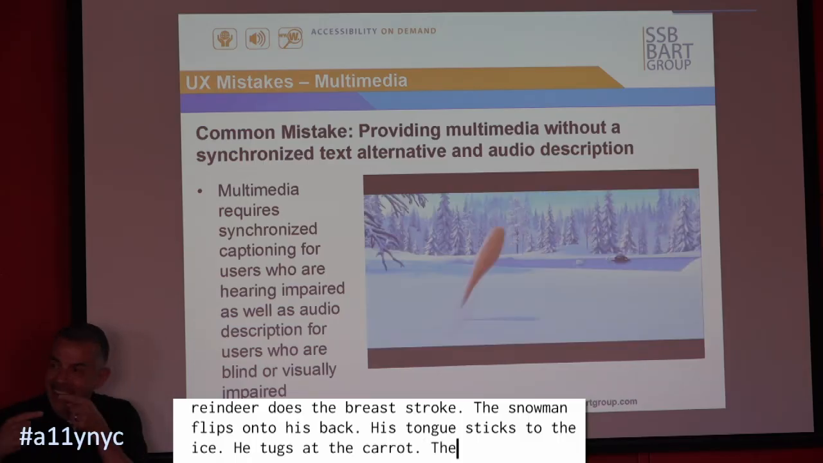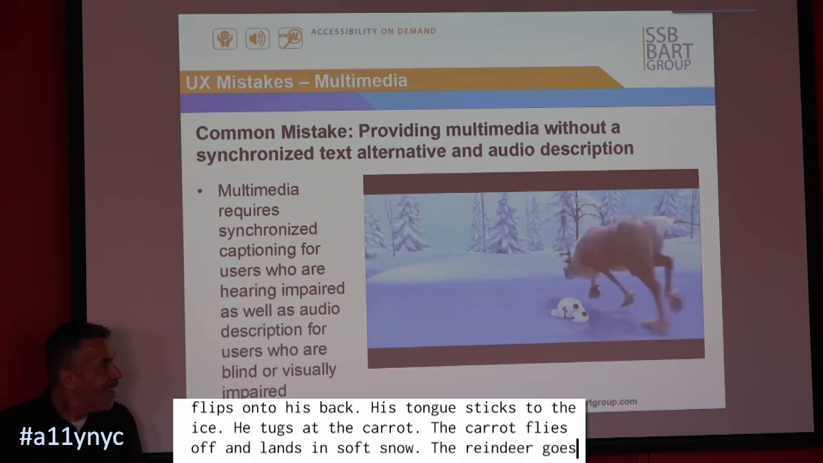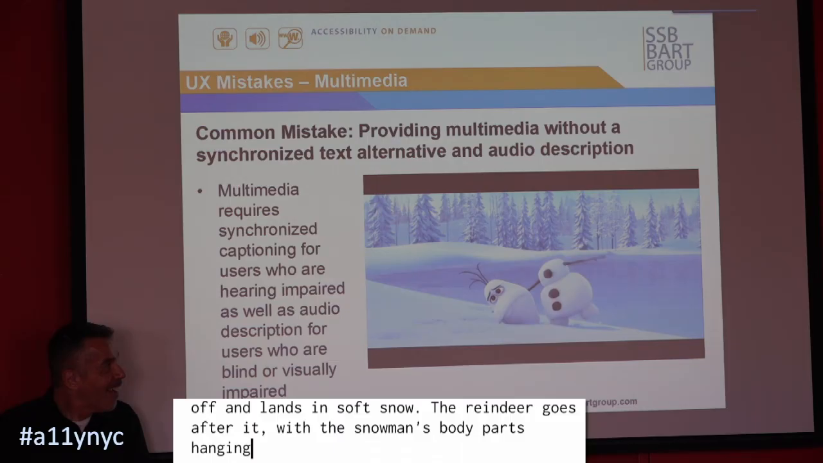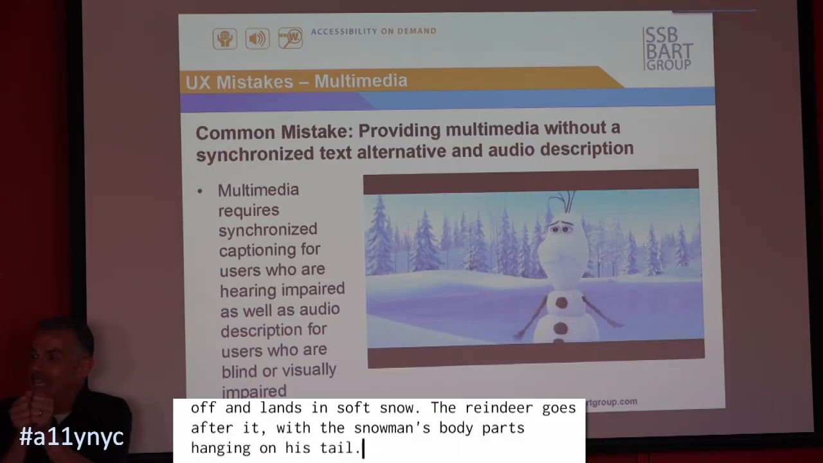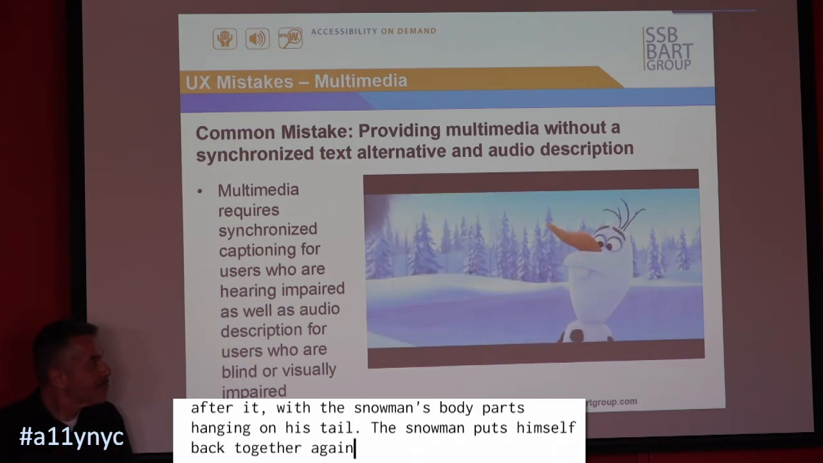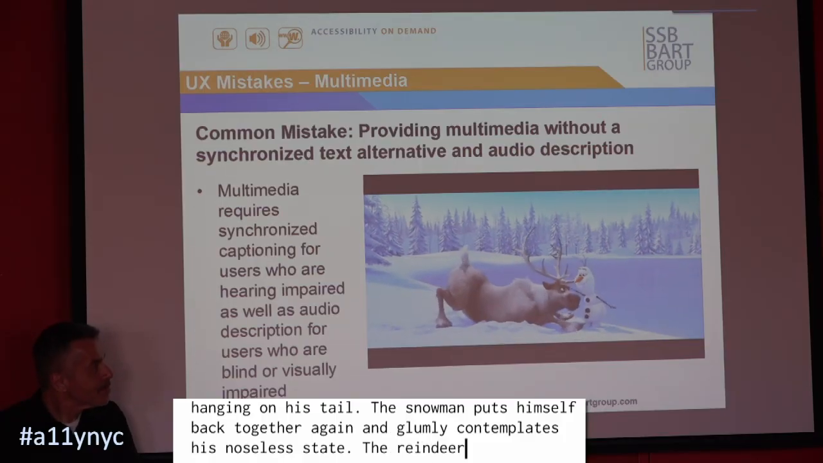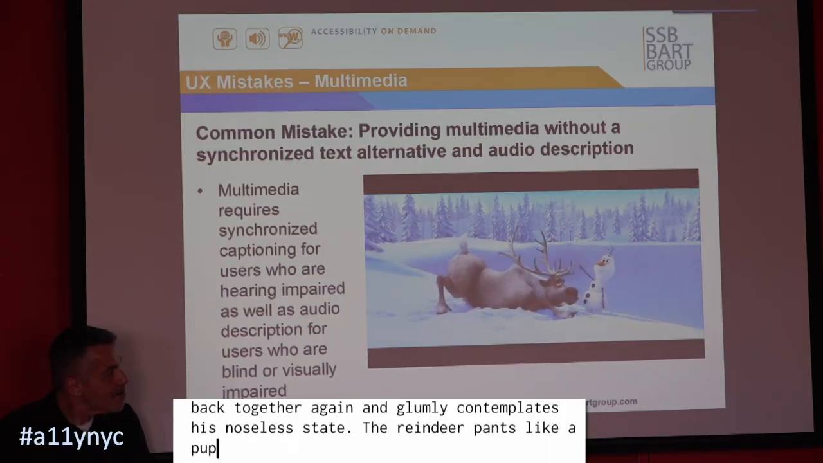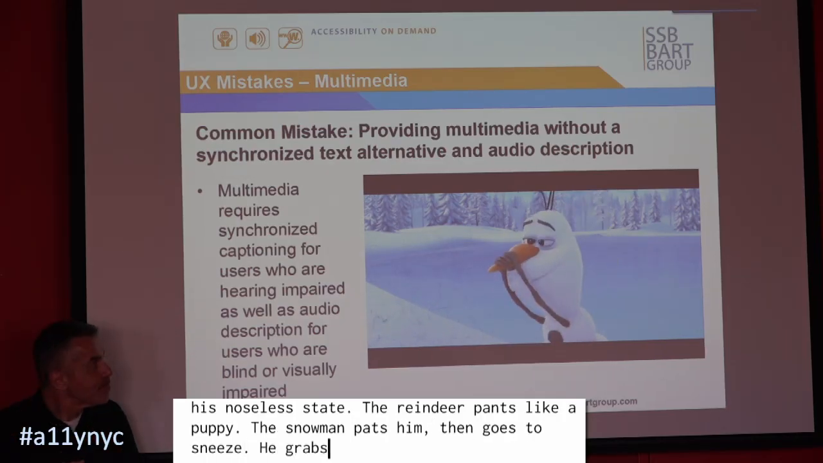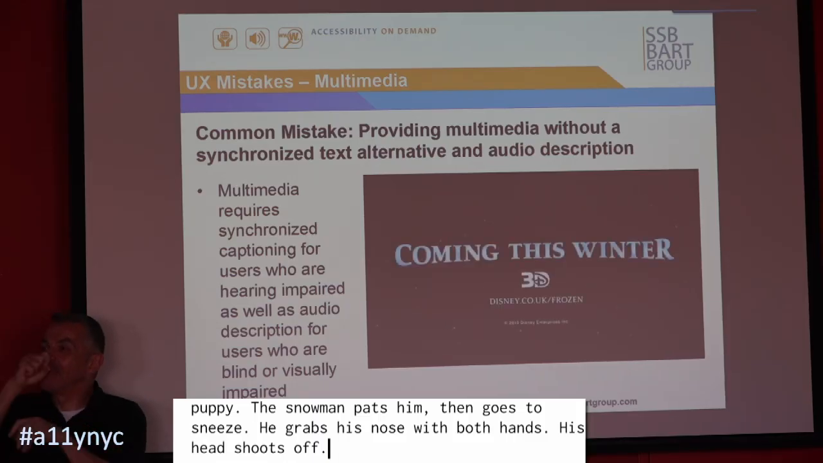The carrot flies off and lands in soft snow. The reindeer goes after it with the snowman and his body parts hanging on his tail. The snowman puts himself back together again and glumly contemplates his noseless state. The reindeer jams the carrot back in place and pants like a proud puppy. The snowman pats him with his stick-thin arm, then goes to sneeze. He grabs his nose with both hands. His head shoots off. Frozen, coming this winter in 3D.